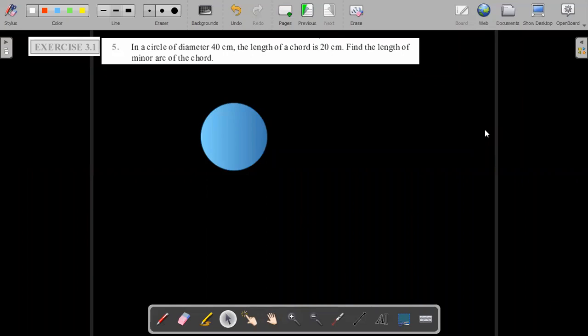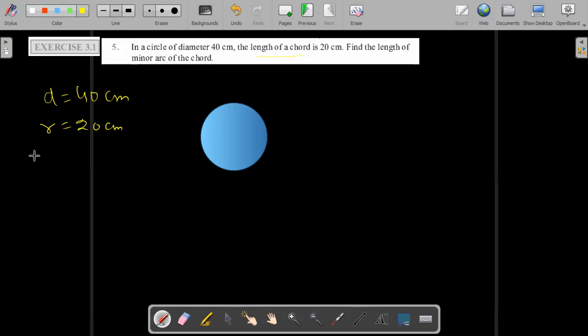This is a circle of diameter 40 centimeters and a length of chord 20 centimeters. So you have seen here that 40 centimeters is the diameter, not the radius, correct? So the diameter is 40 centimeters, then the radius will be 20 centimeters.